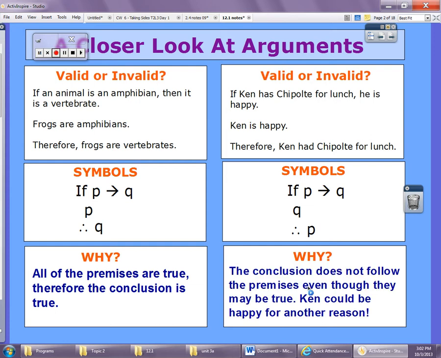This conclusion does not follow our premises, alright? Even though they may be true, Ken could be happy for another reason. Ken might be happy because he got an A on his test. So the premises are true, but they don't follow each other. So if P, then Q, well, we have Q, but that doesn't give us P. If we have P, then we have Q.